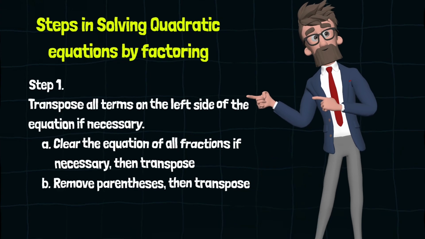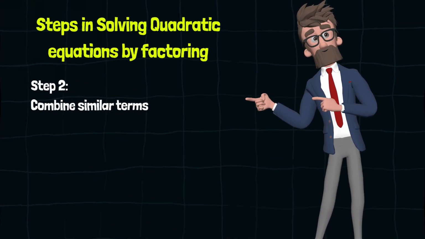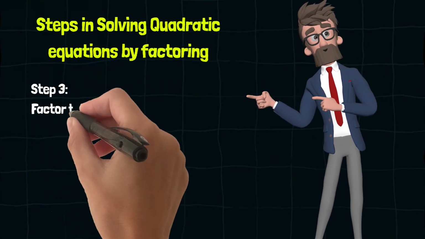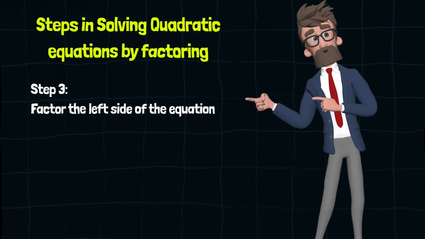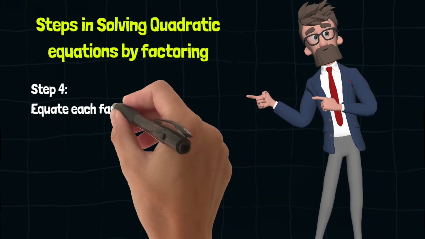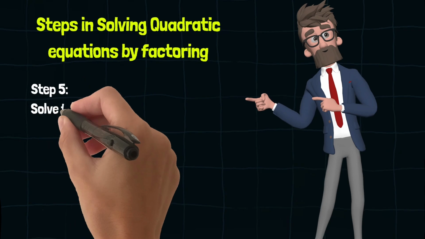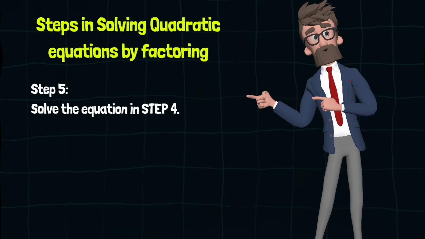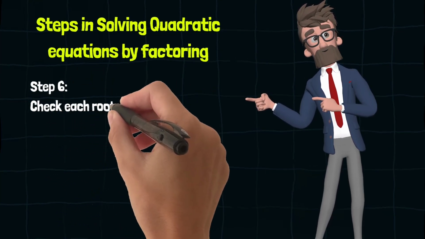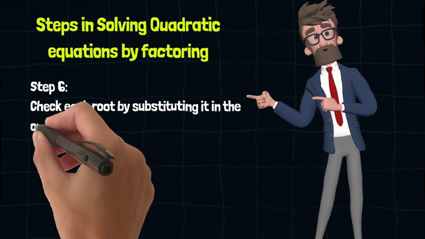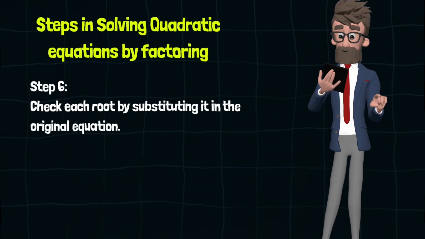Step number 2. You can combine similar terms. The next step would be to factor the left side of the equation, then equate each factor to 0. For step number 5, solve the equation in step 4. And for our final step, check each root by substituting it in the original equation. Please take note of these steps.